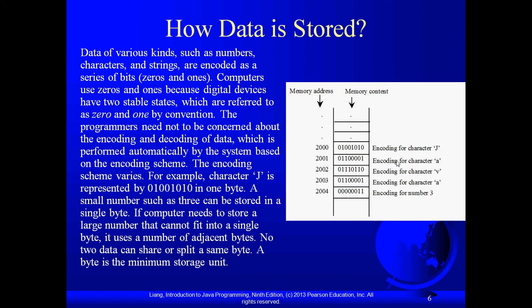Numbers are strictly numeric. So if you look under 2004 for this number here, 11, that's in the second position, 1 means 2. 1 being on means 2. And in the first position, 1 being on means 1. So if you add 2 and 1, you get 3. That's how you get it.